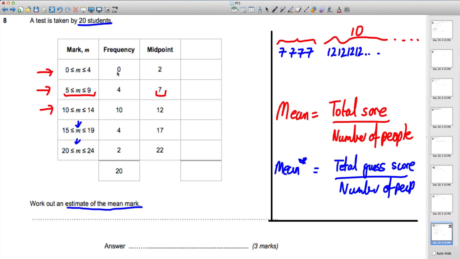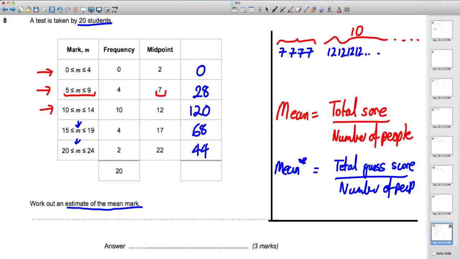Okay, now how do we add up 4 lots of 7? Well, we just do 4 times 7, which is 28. How do we add up 0 lots of 2? Well, 0 times 2 is 0. 10 lots of 12 is 120. 4 lots of 17, well, it's 4 times 10 is 40. 4 times 7 is 28, so it's 68. And 2 times 22 is 44. And then you add these up down.